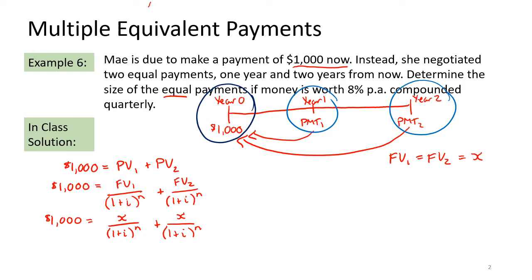So we now need to find the remainder of the variables, the periodic interest rate, as well as the number of compounding periods for each one of these payments. So looking at payment 1, we know that the nominal interest rate is 8%. That's provided up here in the question. We also know that it's compounded quarterly.